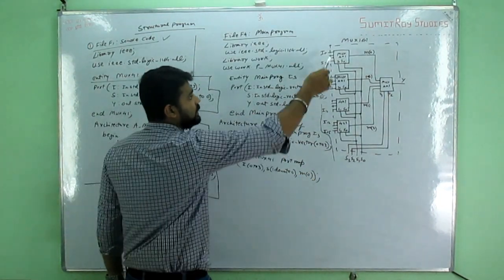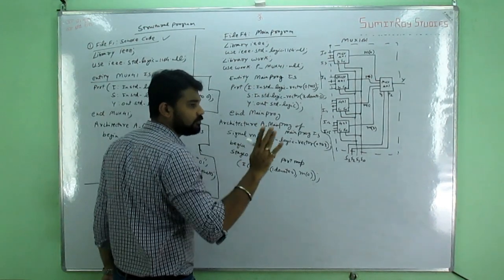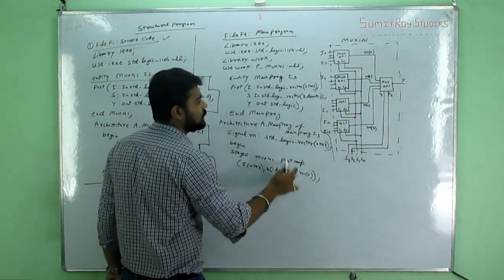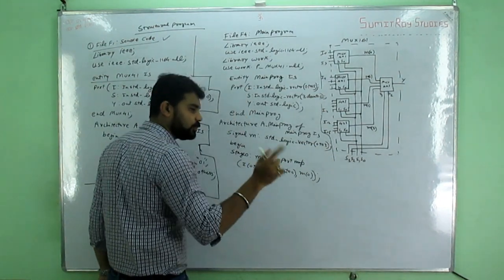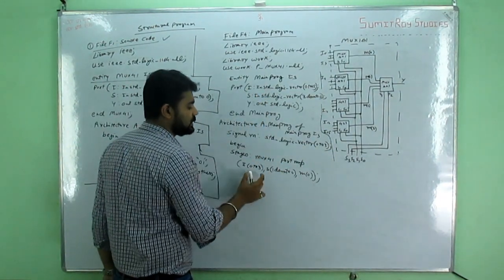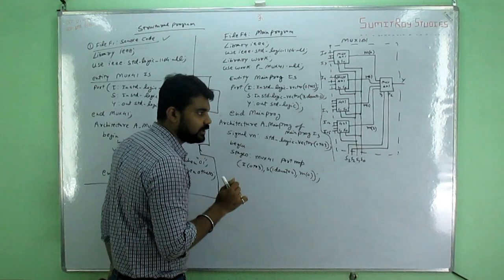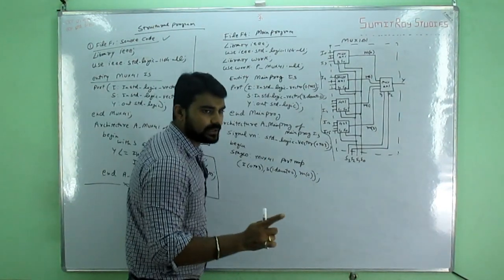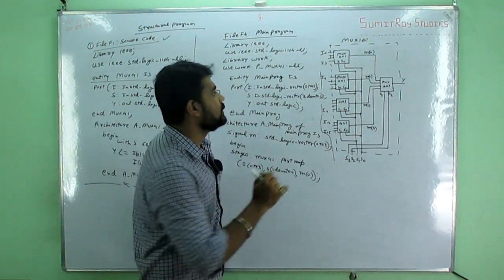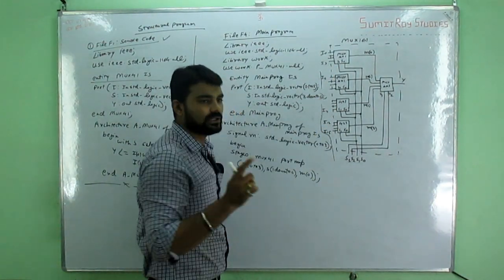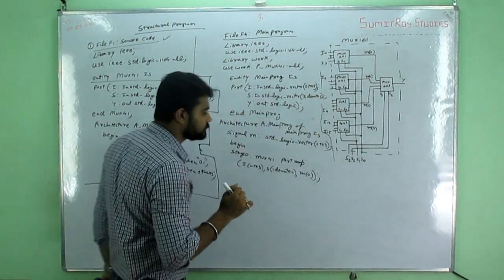So I 0 to 3, 4 inputs are available. S 1 down to 0, out of S 3 down to 0, means 2 inputs are also defined. So 4 and 2, 6 inputs are defined, and the output space is missing, and that space is filled by the signal. This is the signal, M0 is holding the space for the output.